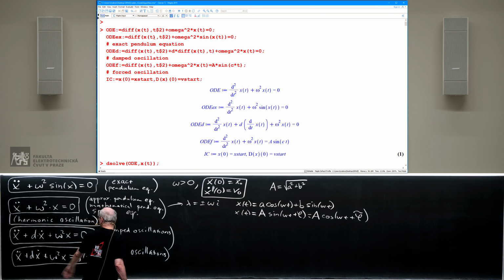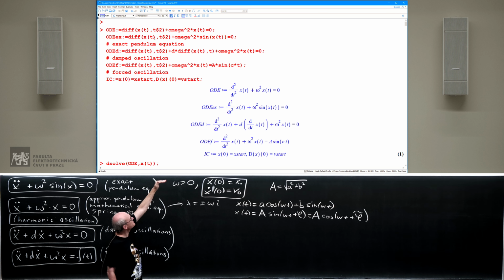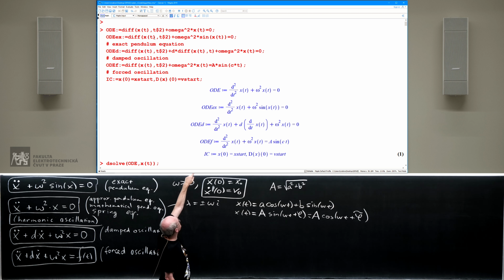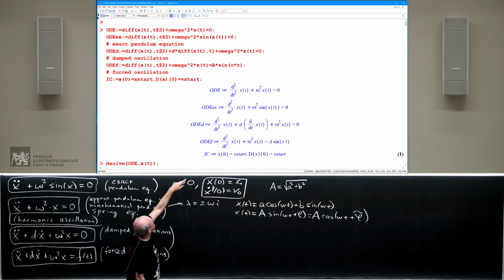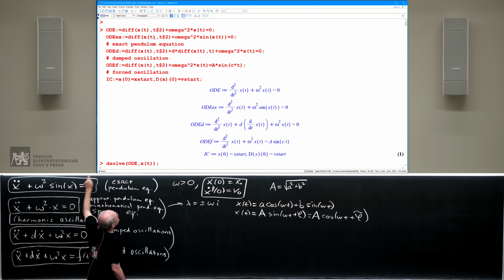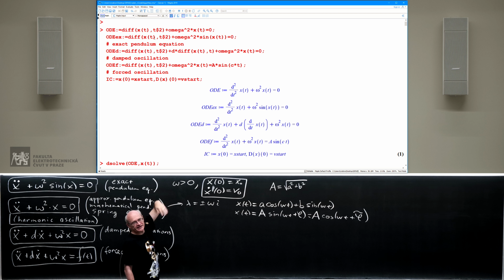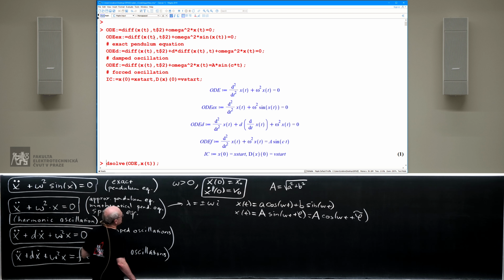For the forced oscillation, I'm actually looking at a very special case, but for the others, I'm doing the general things as we have them over here. So there is the harmonic equation as the first one, then there is the exact pendulum equation, that's ODEx for exact, then there is ODED for damped. The other guys are exactly in this general form.